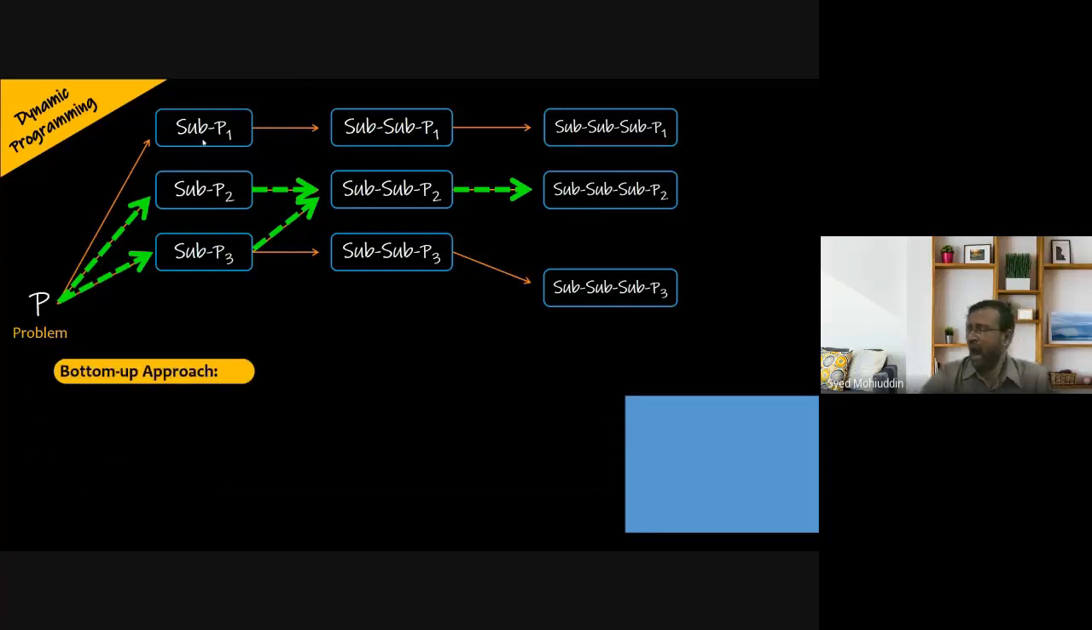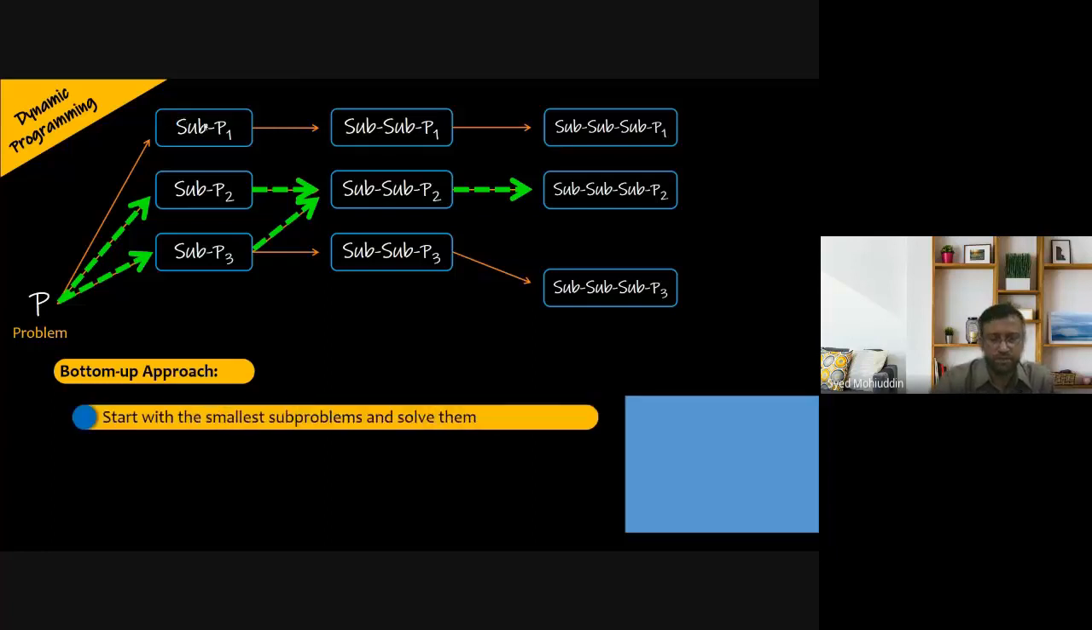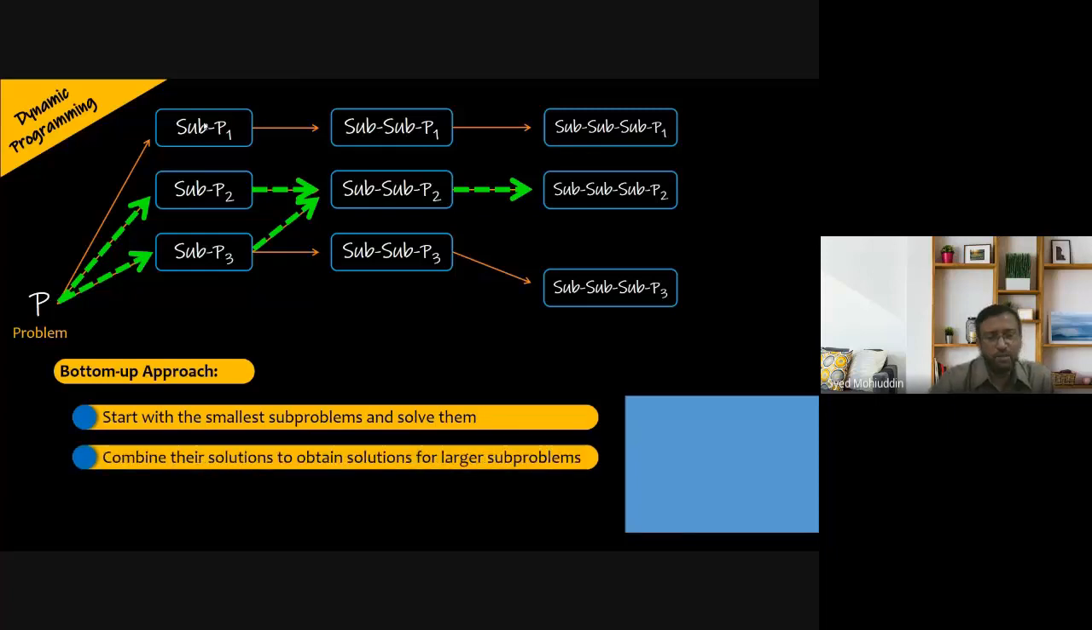So as I said, in dynamic programming, we use a bottom-up approach. That is, we solve the smallest subproblem first, and then combine the solutions for the larger subproblems. Ultimately, we get the solution for the larger problem. So dynamic programming always uses a bottom-up approach. The smallest subproblem is solved first.